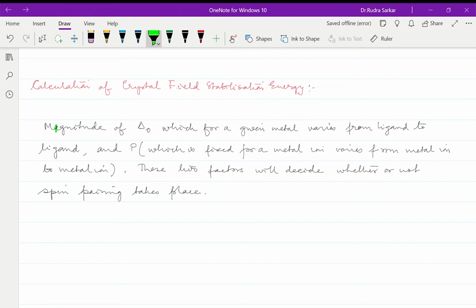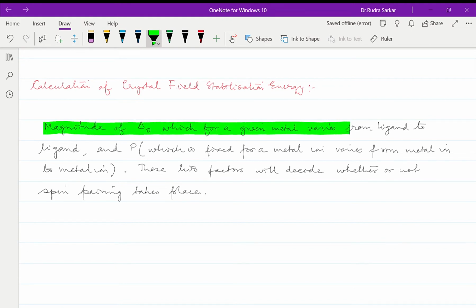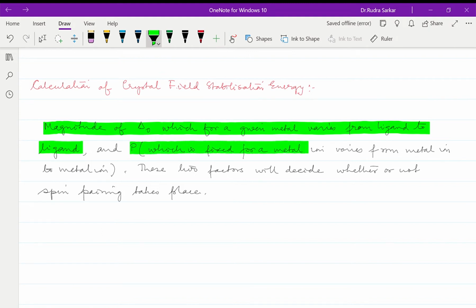So in this regard, we would like to say that the d orbital electrons in the crystal field now have a choice of either entering the T2G or the EG set to begin with. So there are two basically opposing forces over here, that is the gap of delta O and another is the pairing energy. The magnitude of delta O, which for a given metal varies from ligand to ligand, depends on ligand field strength, and P, the pairing energy, is fixed for a metal ion, varies from metal to metal ion.